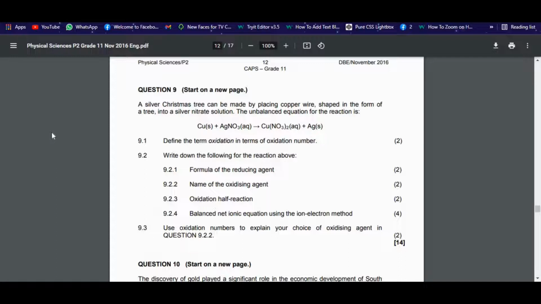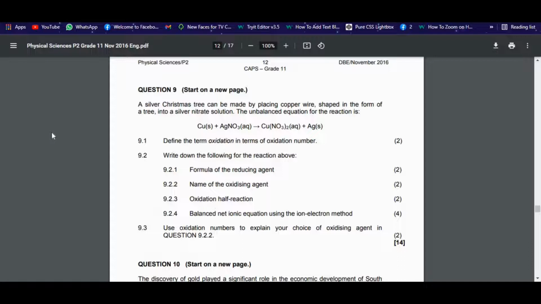Now, first question, define the term oxidation in terms of oxidation number. You cannot just use your normal oxidation definition. Oxidation is loss of electrons, you can't say that. You've got to explain it with reference to oxidation numbers, so oxidation numbers need to be mentioned in your definition somehow.